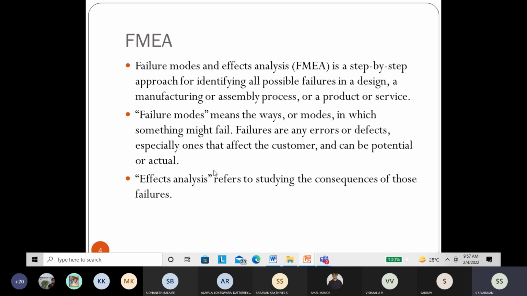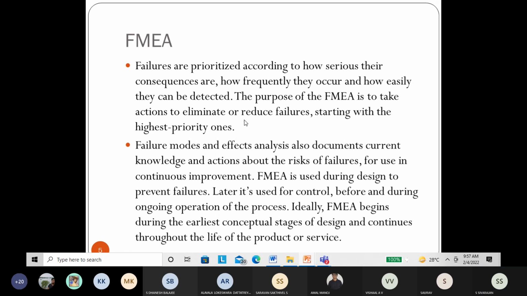So from the effect, that is what it is called, failure mode effect analysis. So we are studying the consequences of the failure, whether it is severe or whether it is detectable or whether it is occurring frequently. So failures are prioritized according to how serious their consequences are, how frequently they are occurring, and how easily they can be detected. That's what I was telling. So these three things, the risk priority number, these three things will come, and we are going to prioritize.